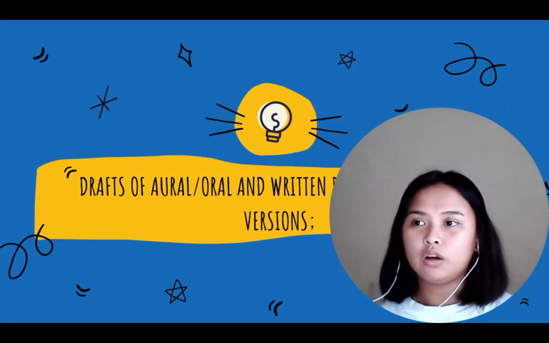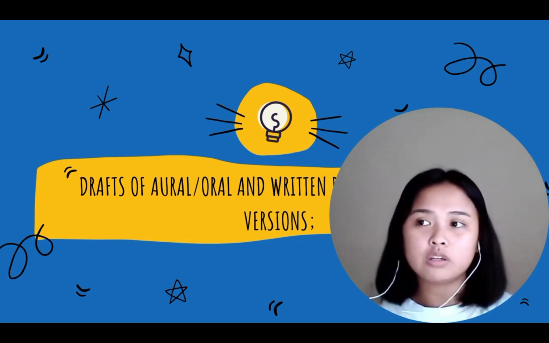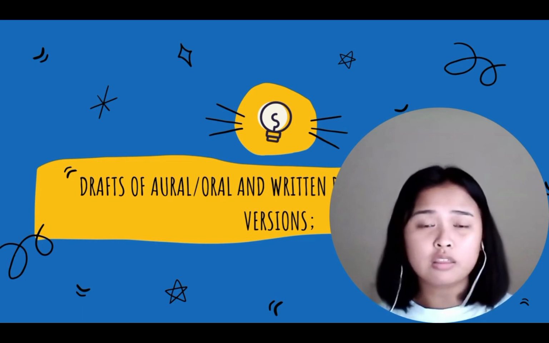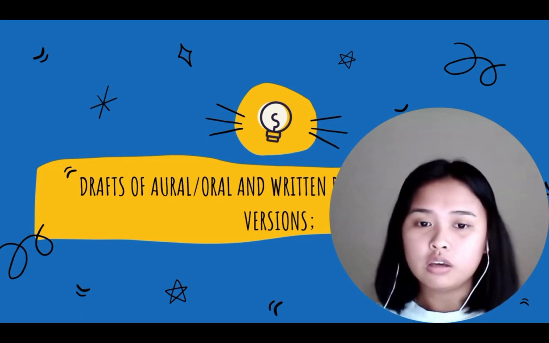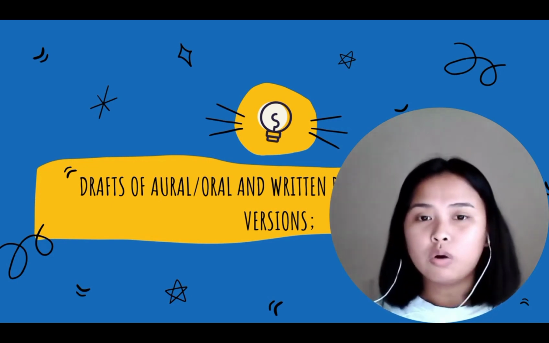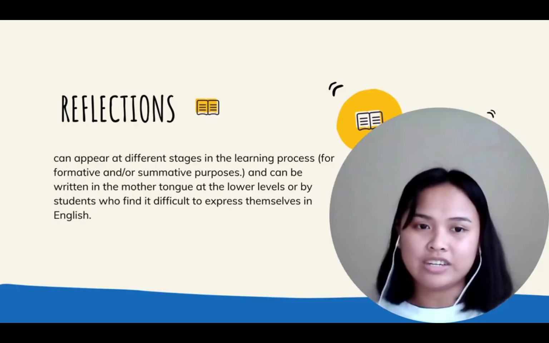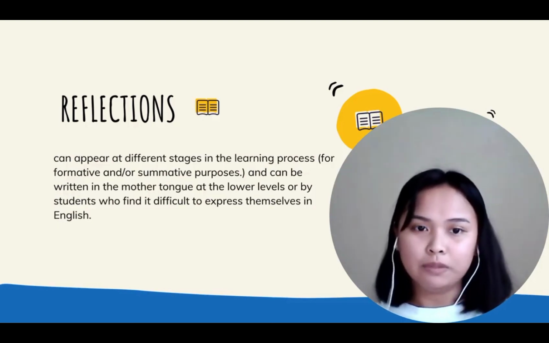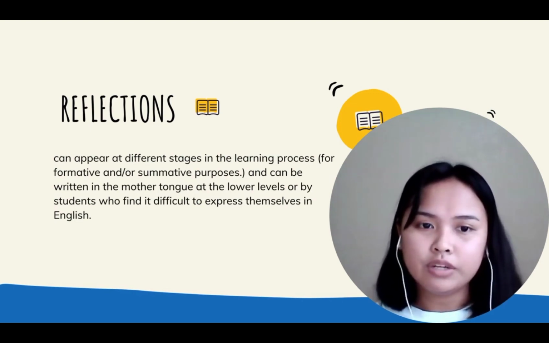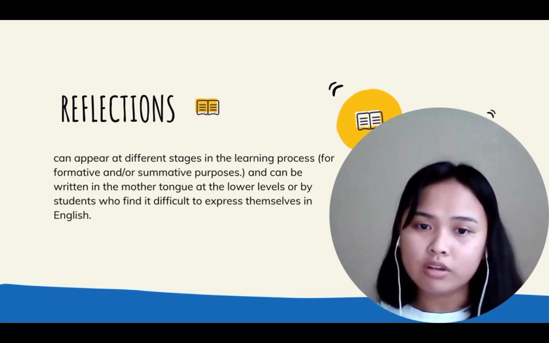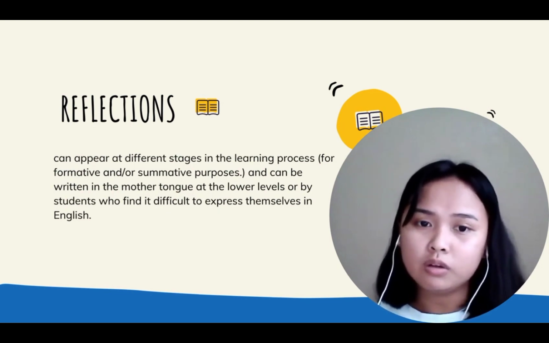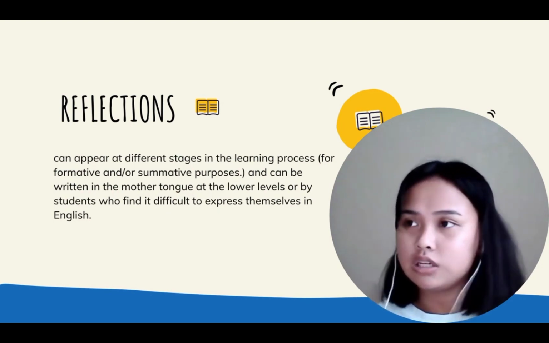The fifth one is the drafts of oral and written products and revisions. It may include the first drafts and corrected revised versions. You get it? Okay. The last one, and lastly, is the reflections. Reflections can appear at different stages in the learning process for formative and summative purposes, or they can be written in the mother tongue at the lower levels by students who find it difficult to express themselves in English.